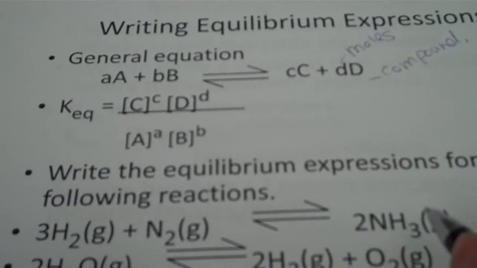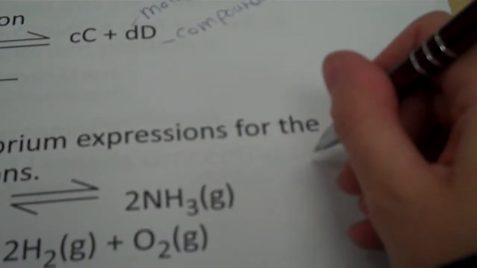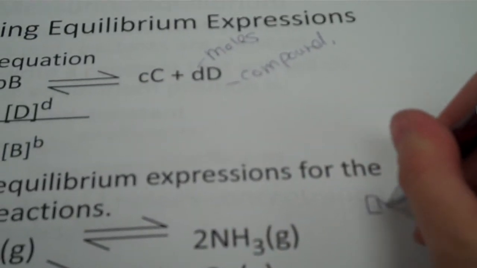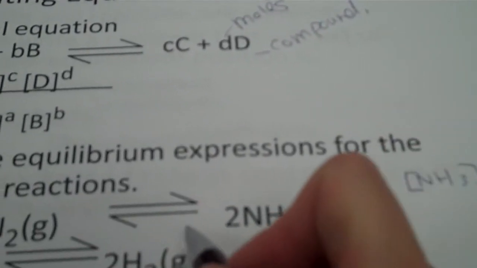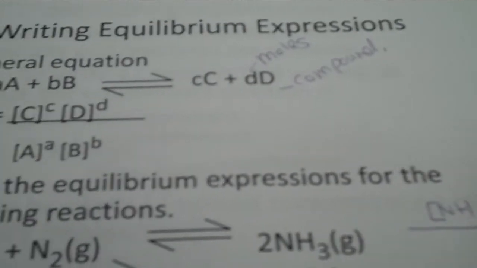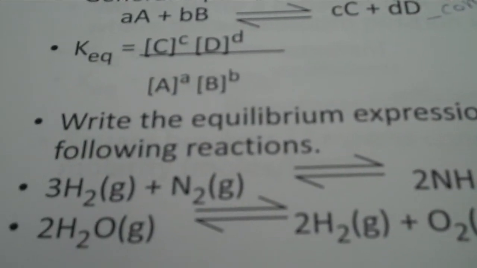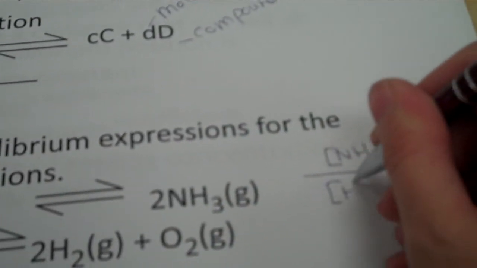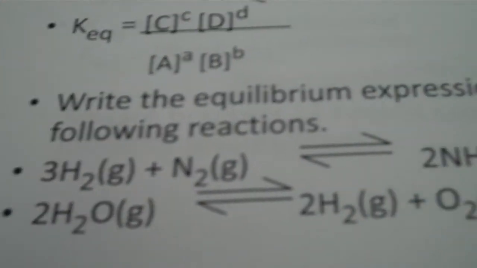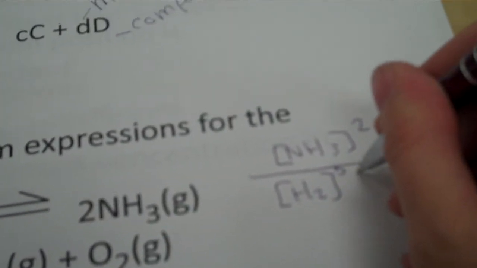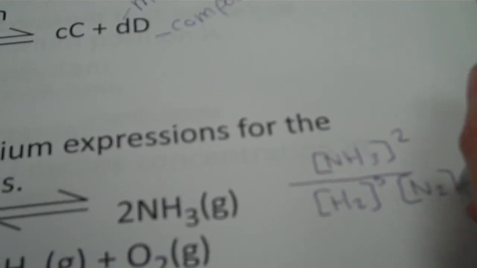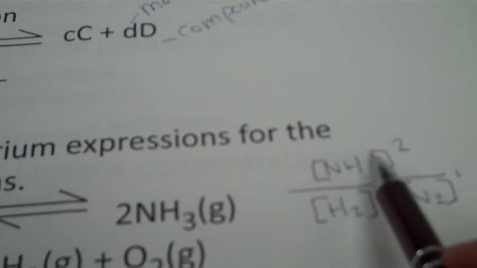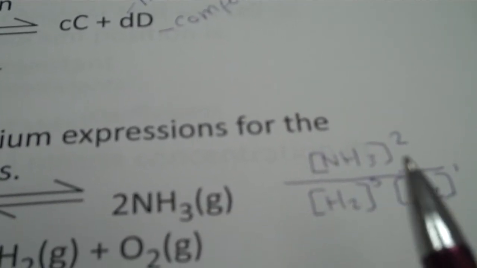We want to put our products on top, so we're going to put our NH3. We're going to raise that to the second power because there were two of them. We're going to put that all over H2 in brackets, and we have three of those, so raised to the third power. Then we multiply that by the concentration of N2, and we only had one of those, so raised to the first power. That would be how we'd write an equilibrium constant. We'd have to know the concentrations of these things to move forward.